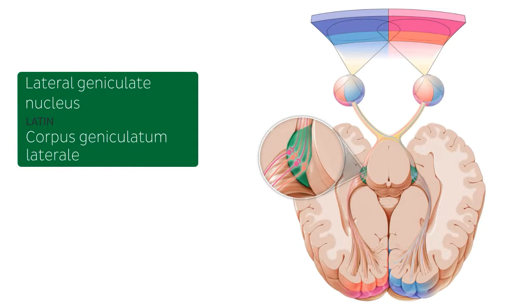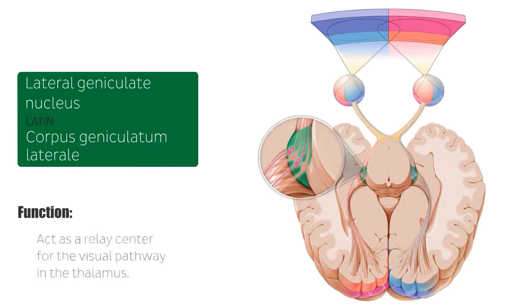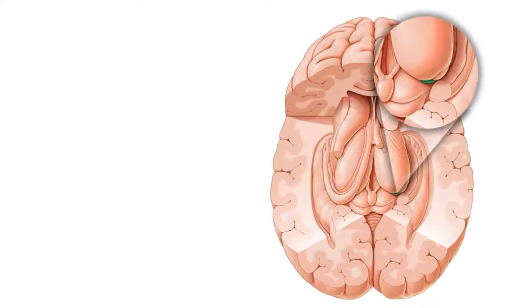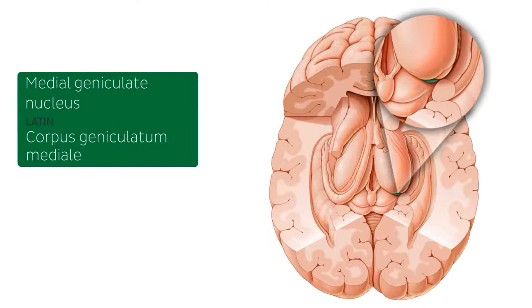Here we see the optic radiations leaving the lateral geniculate, as you can see here, in the direction of the visual cortex. The function of the lateral geniculate nucleus is to act as a relay center for the visual pathway in the thalamus. Next, we're going to be seeing highlighted the medial geniculate nucleus.